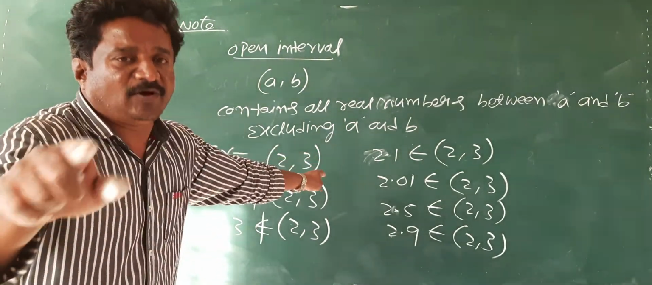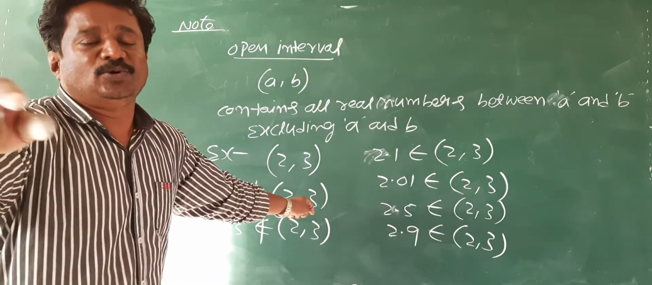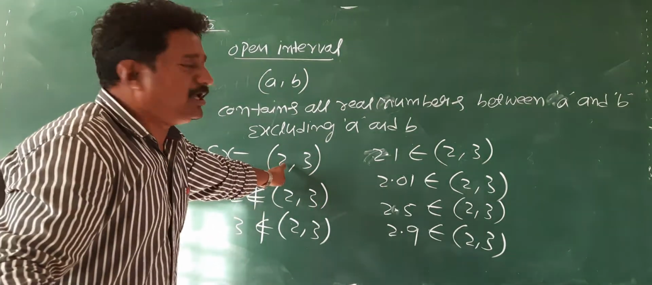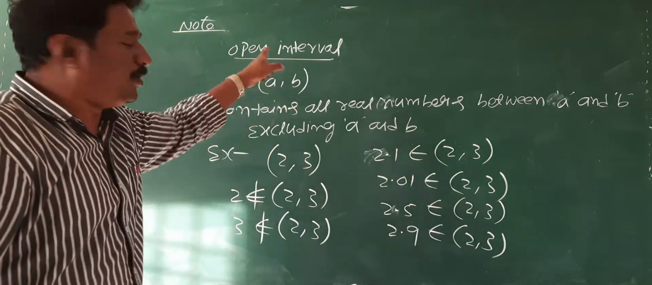2.1 will be there, 2.11, 2.12, 2.13, 2.2, 2.22, whatever you write, all real numbers between 2 and 3 belong to this set. I hope you understood open interval.